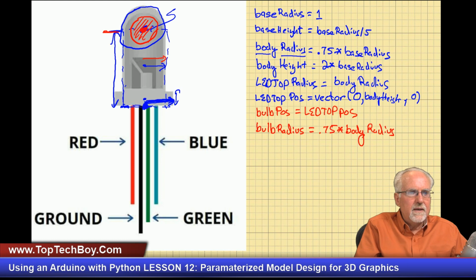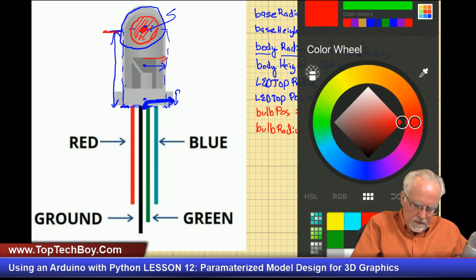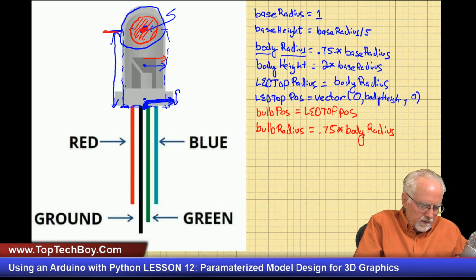I've got the LED top position, and I've got the bulb position. Okay, that's good. Now what do I have? I have 4 legs. Let's go ahead on the legs and set the leg width.